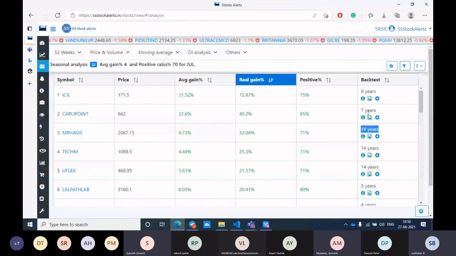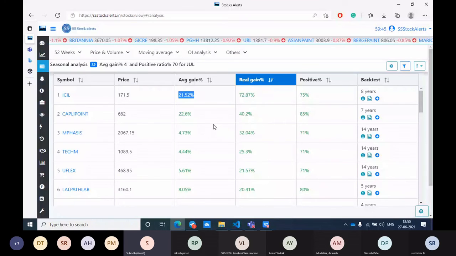So the idea is mapping an instrument rather than a sector. Here we are mapping the instrument for the seasonal analysis. Can we map the sectors in the seasonal analysis as well? Let me show you. We have a seasonal analysis, and here we have a sector analysis. Just go here and see.